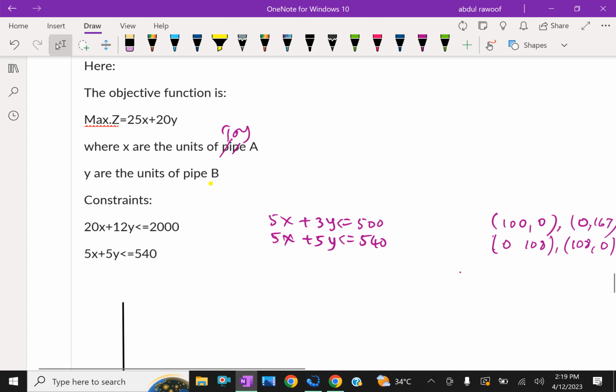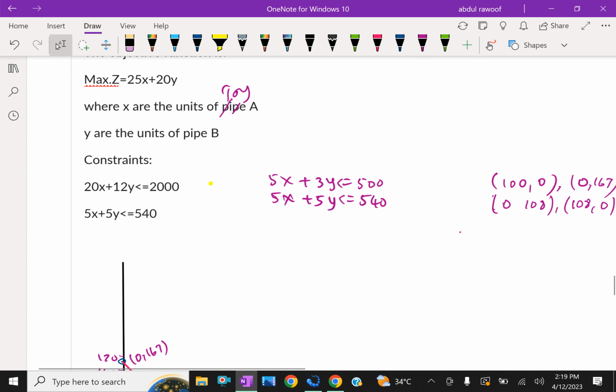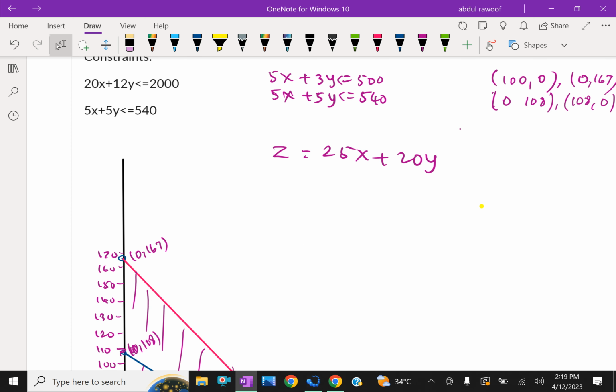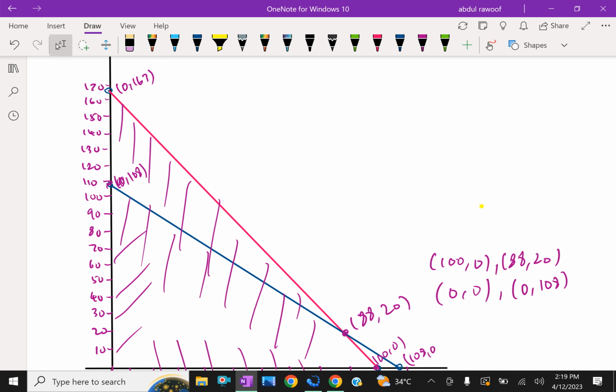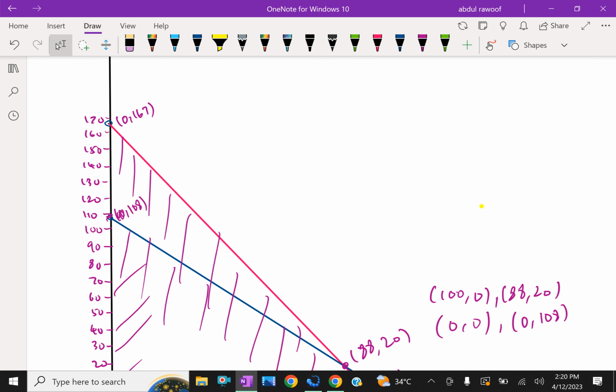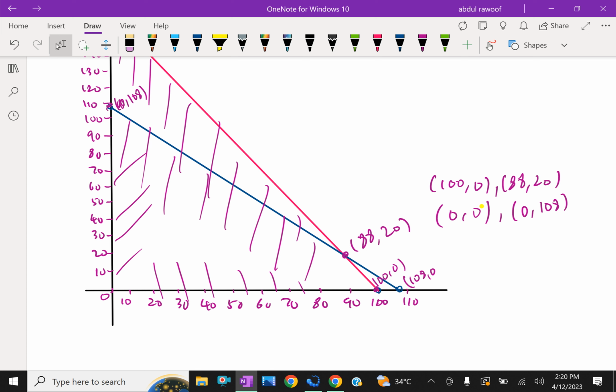Now let us substitute the values into z equal to 25x plus 20y. Look at here. If you substitute in these four values, among these four values we have now 88 and 20. This is one more point. This point is here. Totally, these are 88, 20. This 0, 167 will not be feasible. Here, these are the four. These 4 points are feasible.